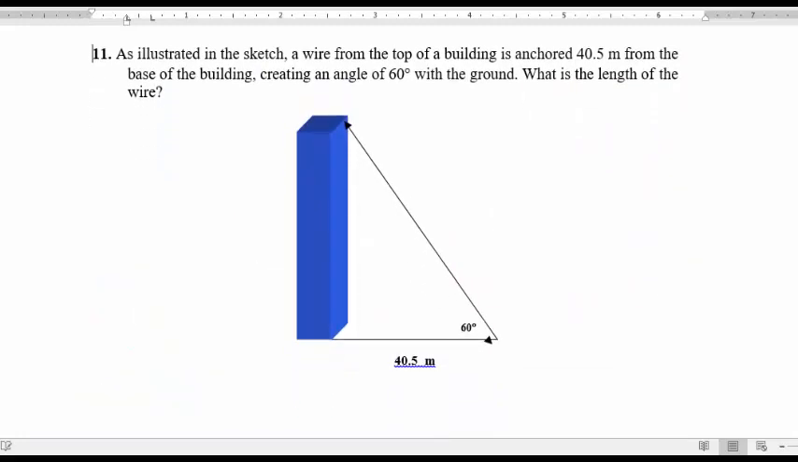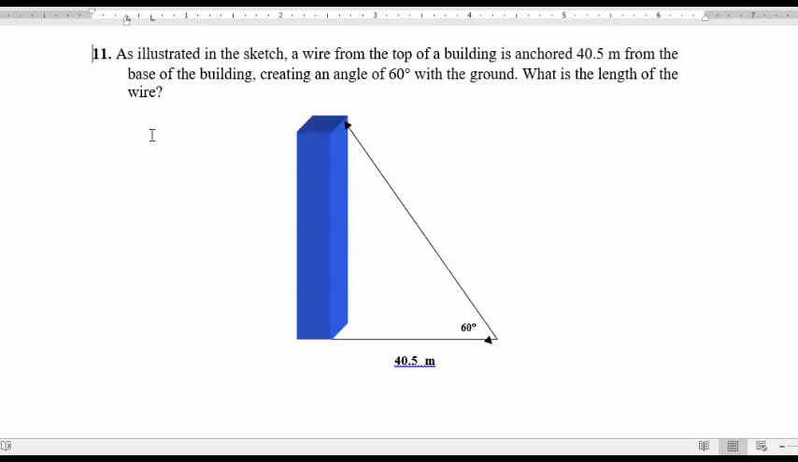So the last thing in this section is going to be the idea of using the trig ratios to solve application problems. So in this case, they give you the diagram of a building, I guess that's supposed to be, right? A wire from the top of a building is anchored 40.5 meters from the base of the building, creating an angle of 60 degrees with the ground. So what is the length of the wire? So this one we could use our calculator for, but actually since this is a special triangle, you could do this even without the calculator using your special 30, 60, 90 triangle. So we'll look at this both ways actually.